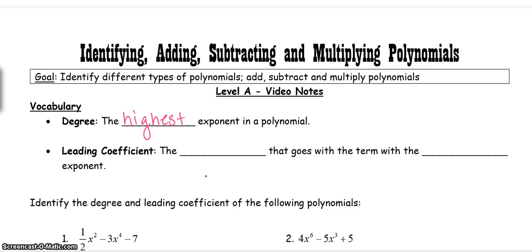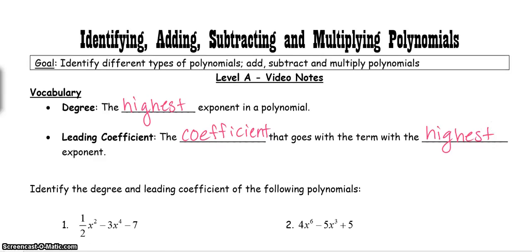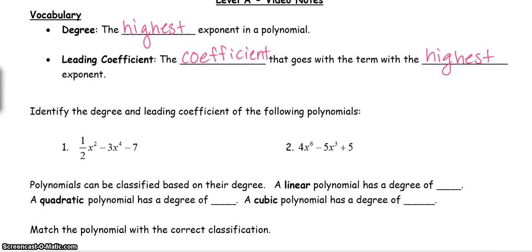The leading coefficient is the coefficient that goes with the term with the highest exponent. So degree and leading coefficient are really important and go hand in hand. So if we look at this first example, we want to identify the degree and the leading coefficient. In number 1, we've got an exponent of 2, 4, and this one doesn't have an exponent. So the highest exponent is 4. So we can say degree is 4.